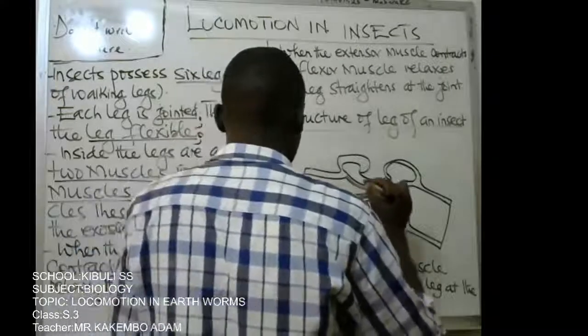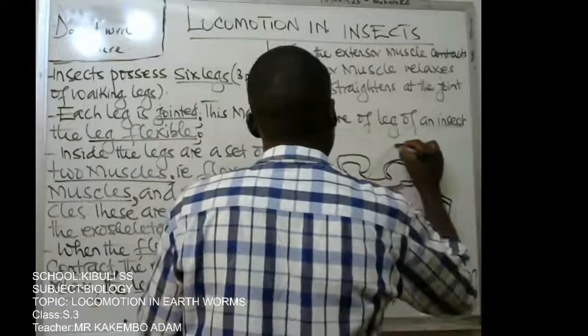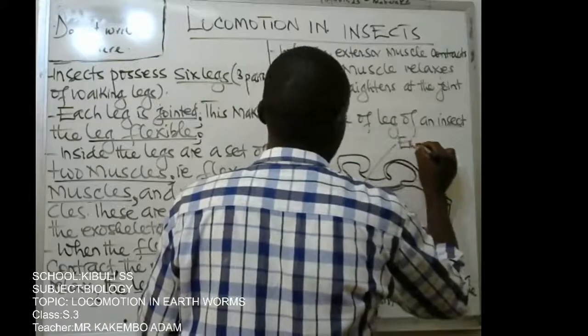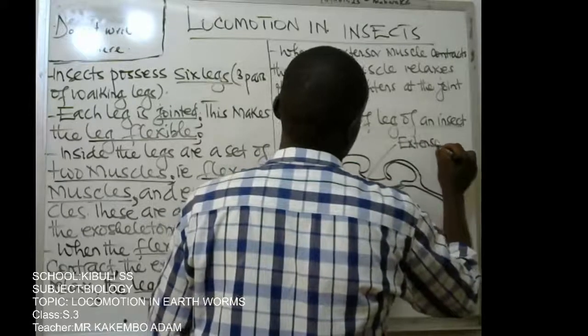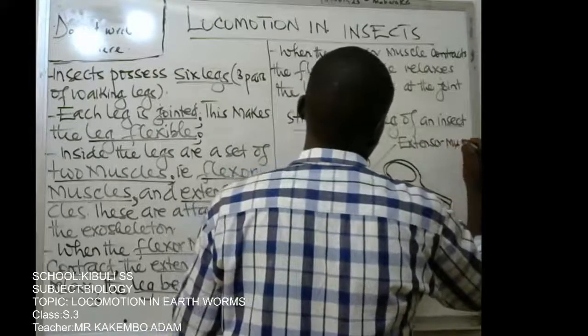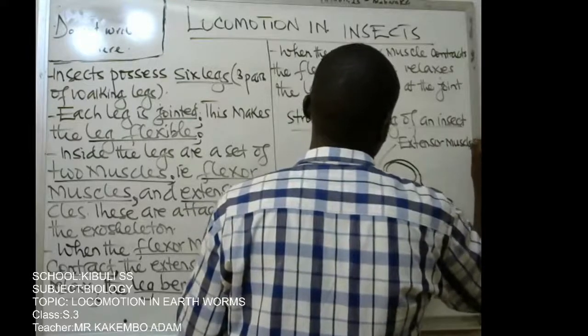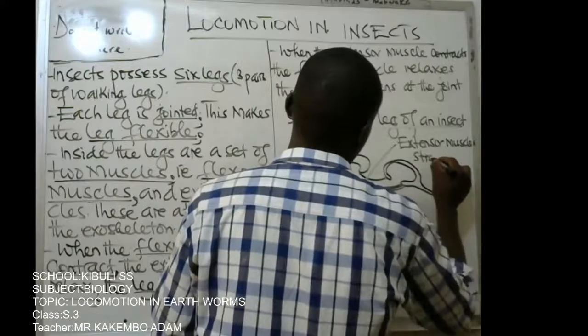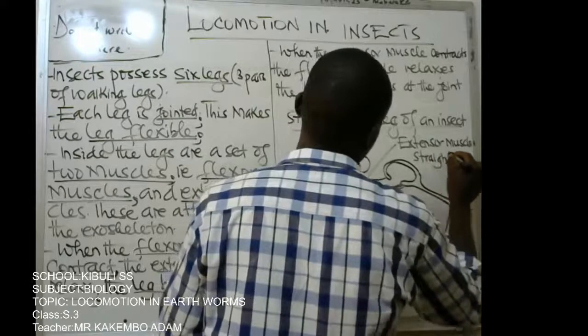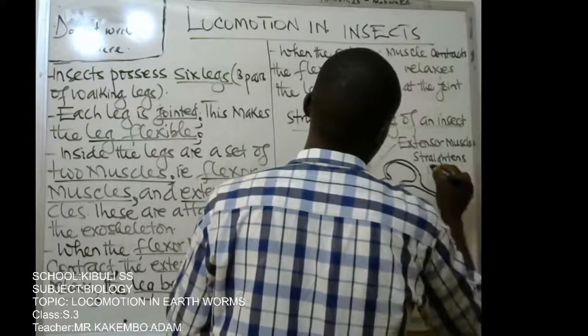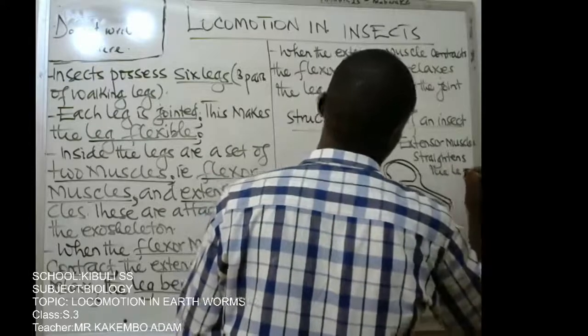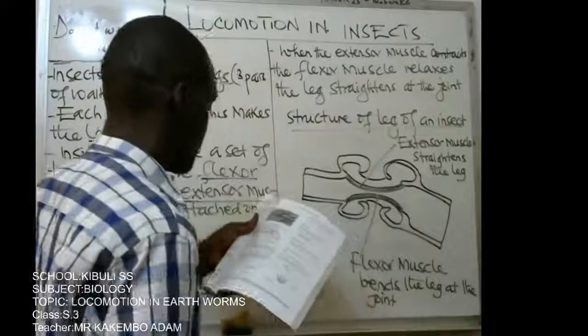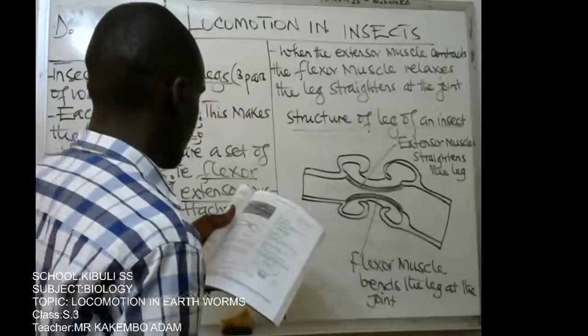Then the other muscle, on the other hand, is the extensor muscle. This one straightens the leg. It straightens the leg.